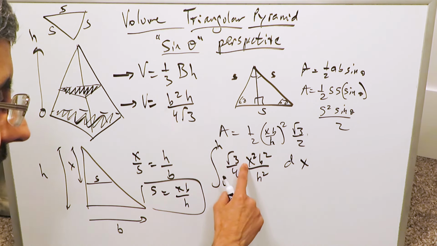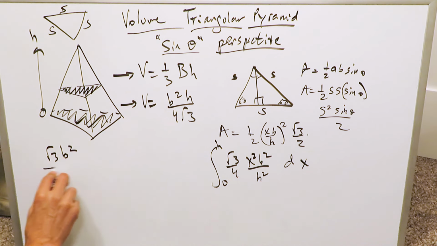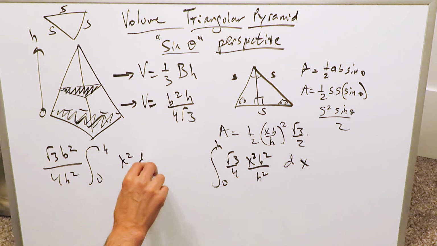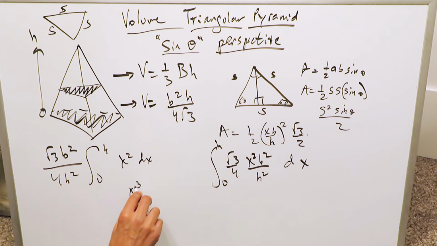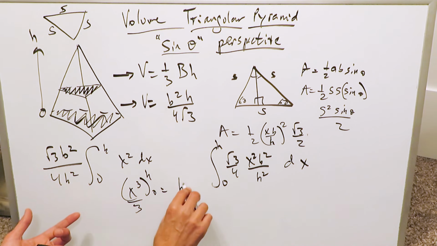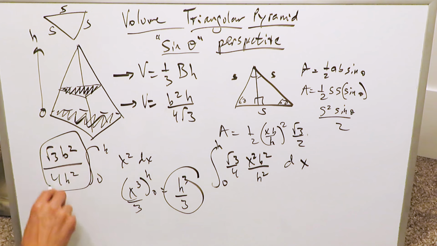Bring everything out except for the x. Bring out all the constants. You have root 3 b squared over 4 h squared, integral from 0 to h of x squared dx. Integrate this. The antiderivative is x cubed over 3, upper limit h and a 0. What do you have here? h cubed over 3.